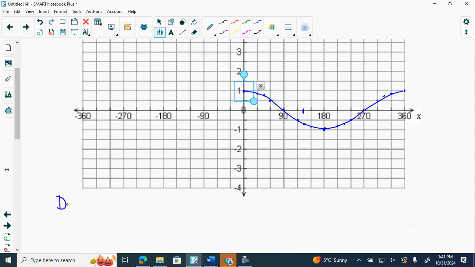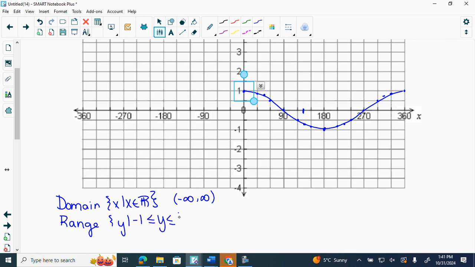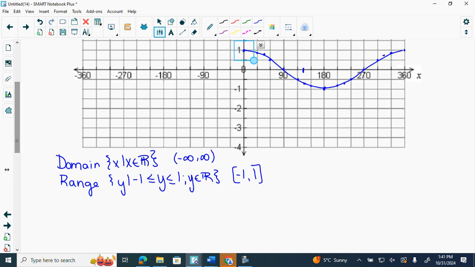Okay, what is the domain? x such that x is an element of the reals. And in interval notation? Negative infinity to infinity. Range? Negative 1 is less than or equal to y is less than or equal to 1, y is an element of the reals. Interval notation? Square bracket, negative 1, 1, square bracket. If you put the 1 and negative 1 the other way, you're wrong, because the language is low to high. So the values always have to go low to high.